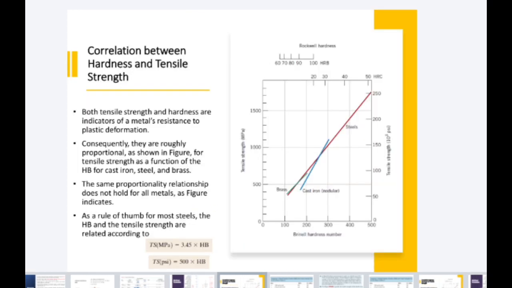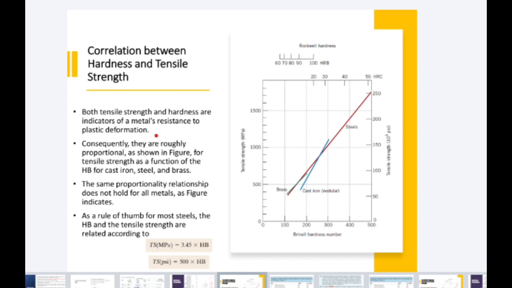Now there is one another thing, the relation between the hardness and the tensile strength. You look here, we have the hardness values, the Brinell hardness number, and we have the tensile strength. The tensile strength tells us how strong the material is, right? Both the tensile strength and hardness are indicators of metal resistance to plastic deformation. This we discussed, that hardness is also a plastic deformation, but hardness is localized plastic deformation.